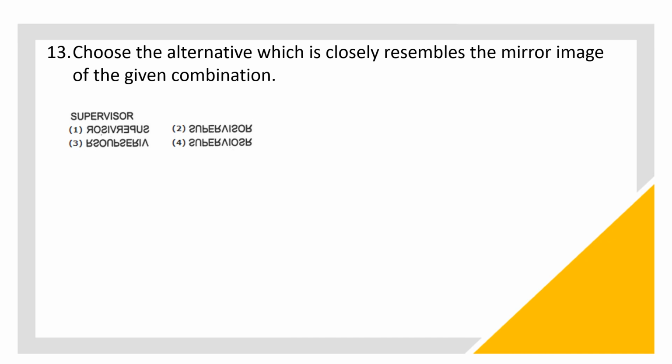Superior. So first, what will come? R will come. But in the second and fourth options you will get S, so these two are wrong options. And for 1 and 3, check what is the mirror image of R.